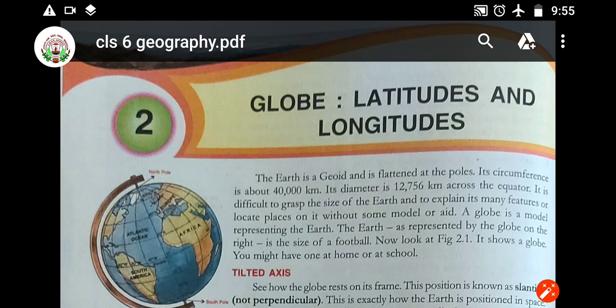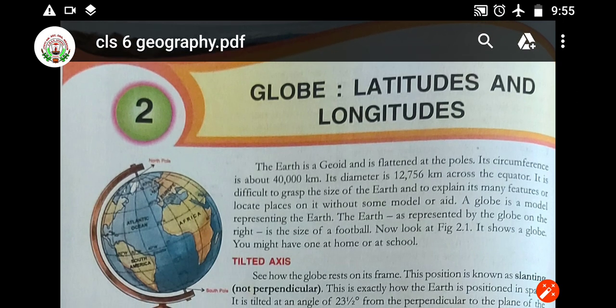Today we are going to start with your next chapter of geography, chapter 2, globe, latitudes and longitudes. The earth is a geoid and is flattened at the poles. Geoid means it is a solid figure whose surface corresponds to mean sea level, and it is imagined that it has an extension under land areas also. So, it is flattened at the poles.